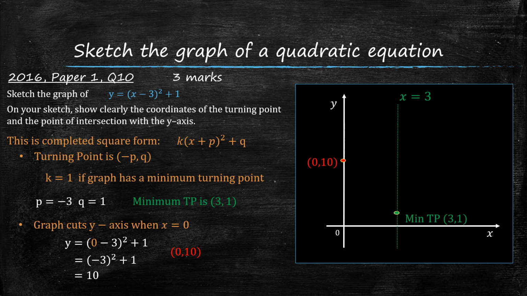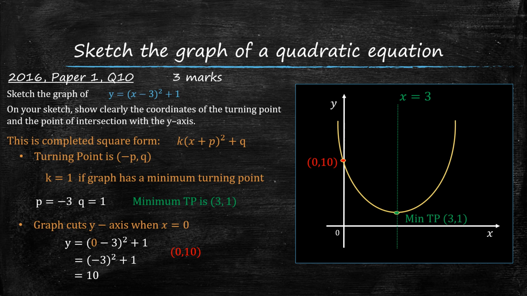Now we can draw our parabola. We know that it has a minimum turning point, so we can draw our parabola on. And as we can see, this parabola does not touch or cut the x-axis, and this parabola would have no real roots. The question isn't asking us for that, but it's just an observation for you to take note of. Okay, so we were asked to show the coordinates of the turning point and the point of intersection on this graph, and to sketch the graph, and we did that.